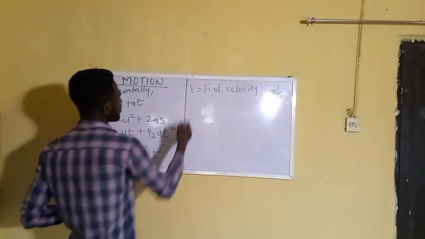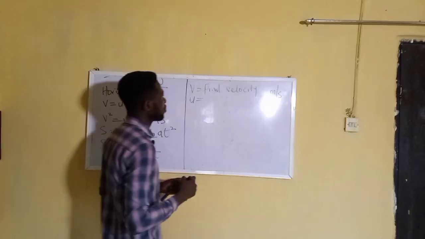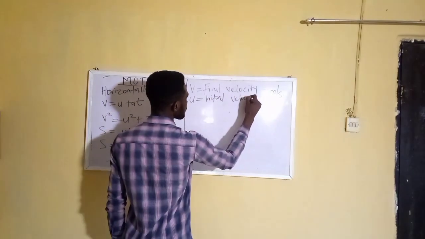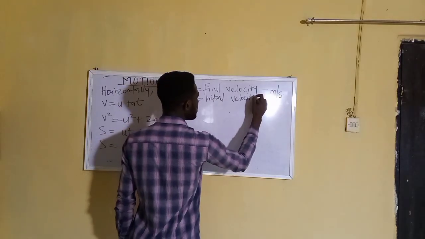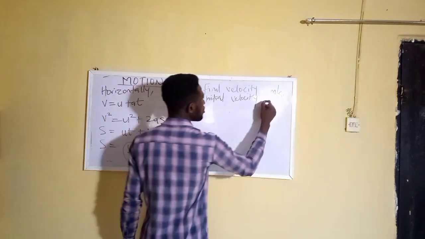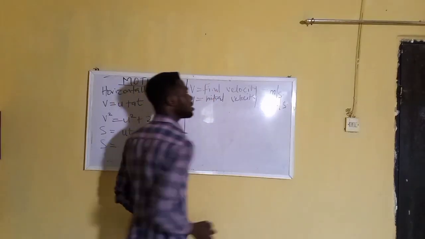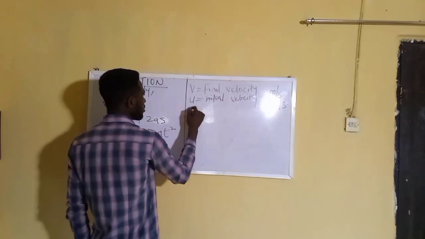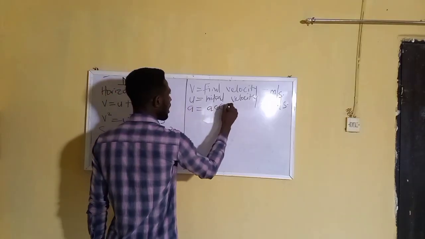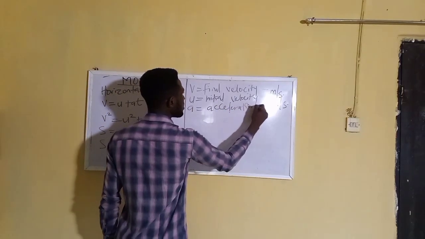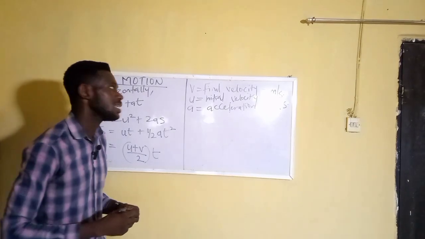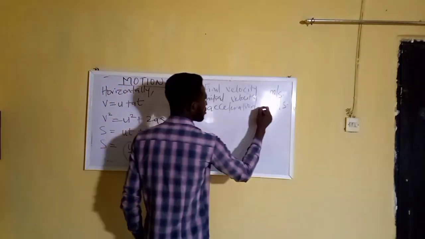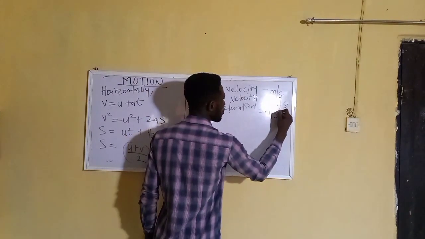Now, when we move to the next one, we have U, which is indicated as initial velocity. Please bear in mind that since it is velocity, the unit is still meter per second. Now, let's move to the next one, which is A. And our A is acceleration. Since it is acceleration, let's talk about the units. The unit is actually meter per second square.